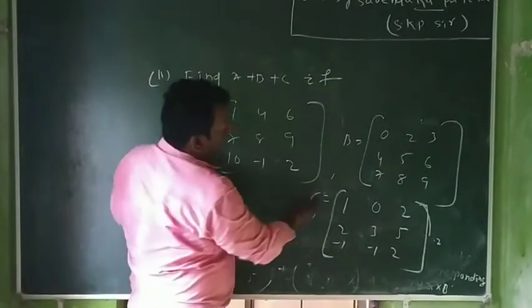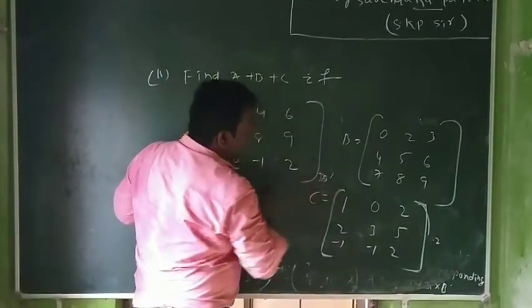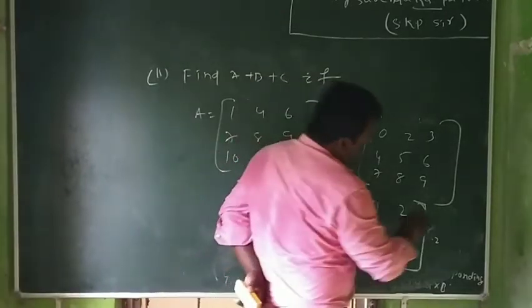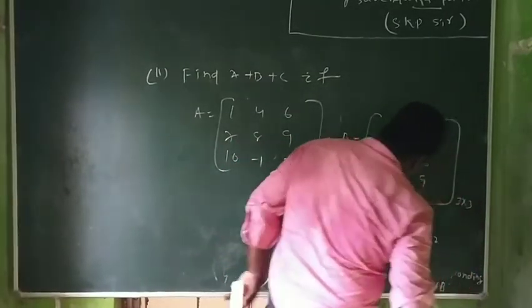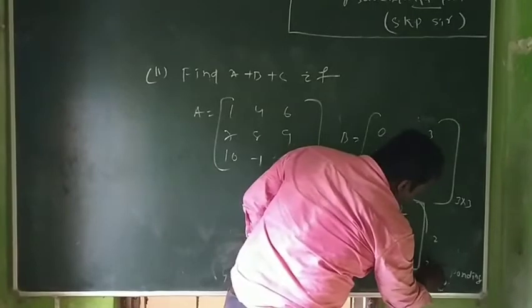Order of A, 3 cross 3. Order of B, 3 cross 3. And order of C, 3 cross 3.